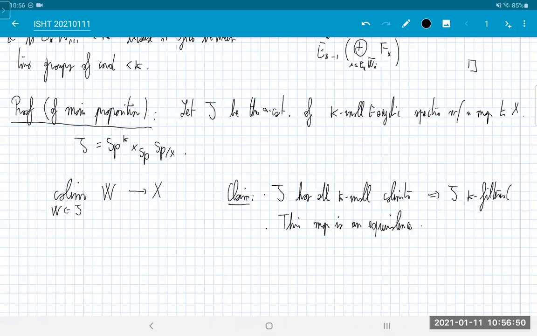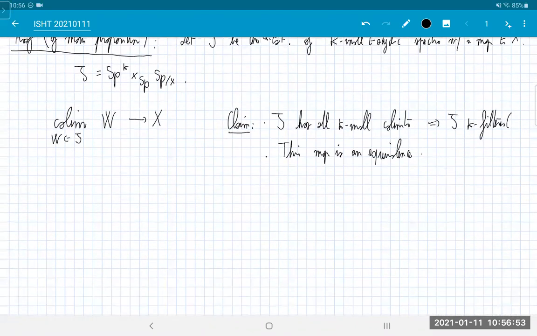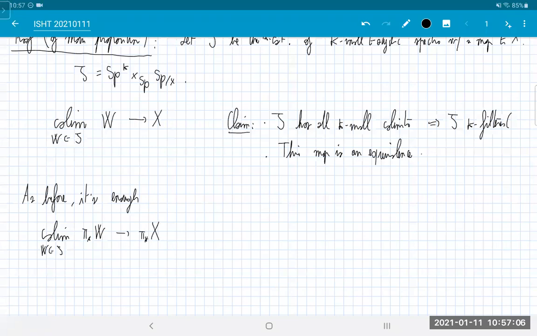As before, it's enough to prove this. And note that here I'm using that this map is an equivalence. Here I'm using that J is kappa filtered, because pi star doesn't commute with colimits in general, but commutes with filtered colimits. So even if for the proposition I didn't care that the colimit was kappa filtered for what I wanted to use it, I still need to use it in the proof.